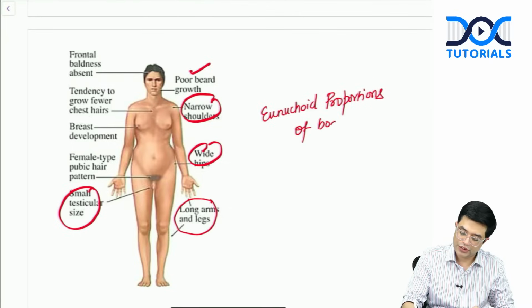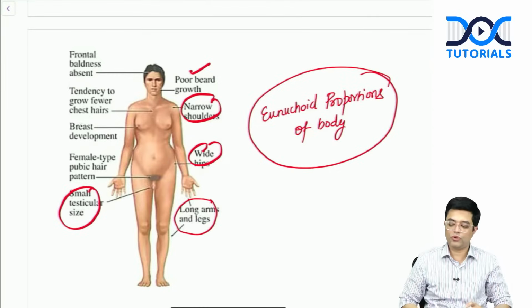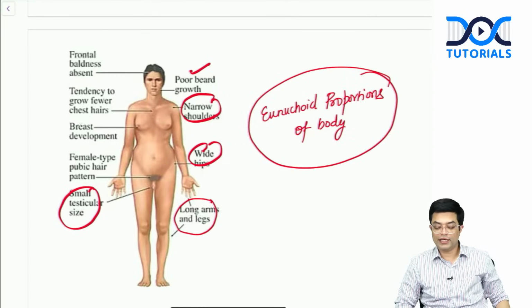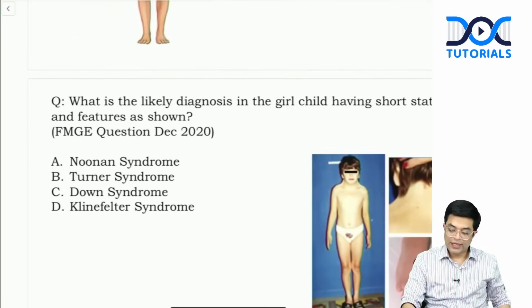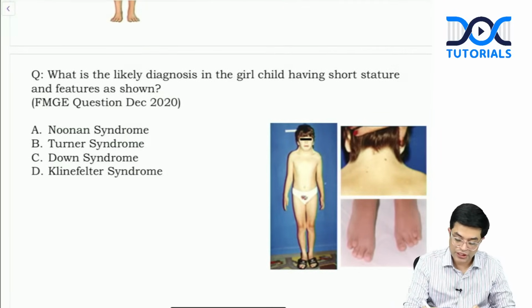They are found in patients of Klinefelter syndrome. Eunuchoid proportions of the body are found, and all of them are found to be infertile, right? What is the likely diagnosis in the girl child having short stature and features as shown?